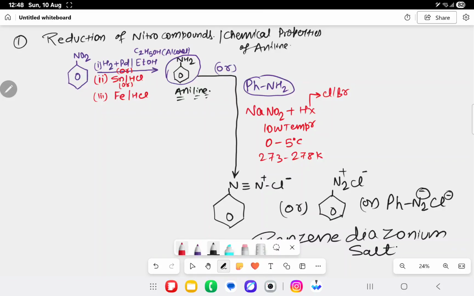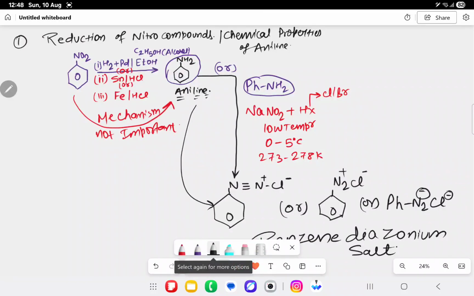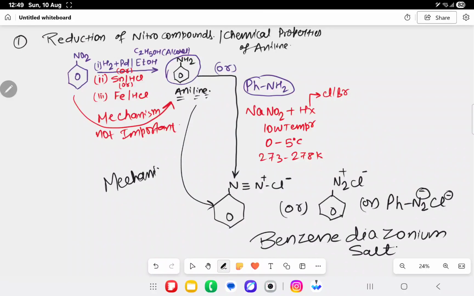A question arises, do we have to study the mechanism from here to here? From here to here, the mechanism is not important. But if you have to convert aniline to benzene diazonium salt, then the mechanism is important. So we will have to know about the mechanism of this part.